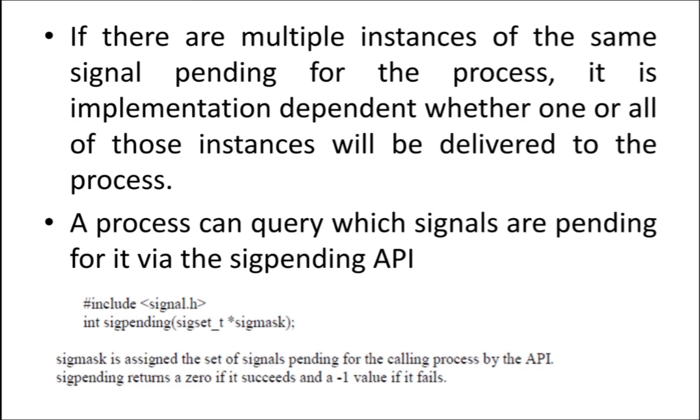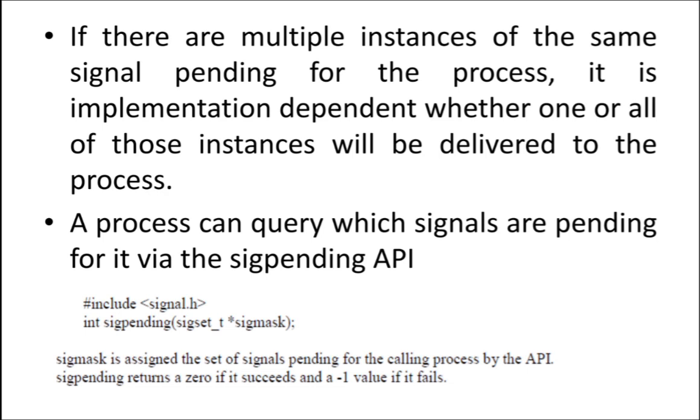And a process can query which signals are pending. If a process wants to check which signals are still pending, it can do that using the sigpending API. You can see there. What is the argument to the sigpending API? Signal mask. Because in the signal mask only I have to check whether the signals are pending or not. That's why I'm giving the argument sigmask to the API sigpending.